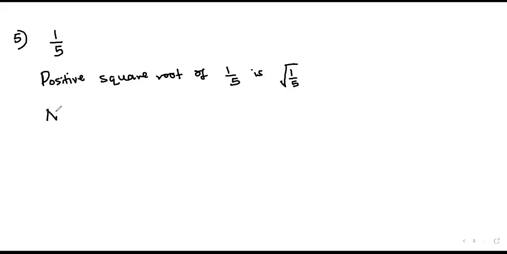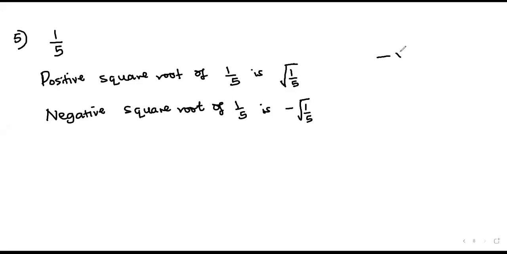So the negative square root of 1 out of 5 is, what is the negative square root? Negative square root of 1 out of 5. Okay, so is there any number that we can multiply by itself to get 1 out of 5?